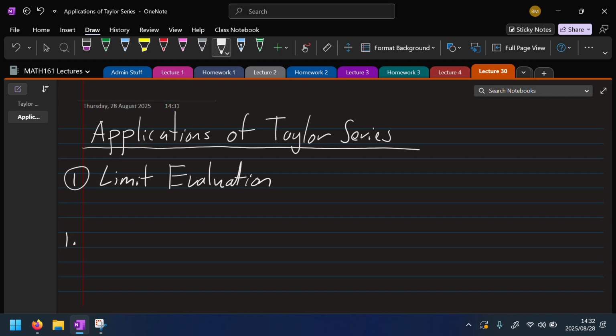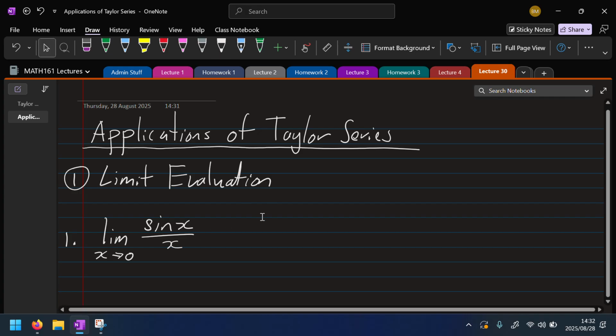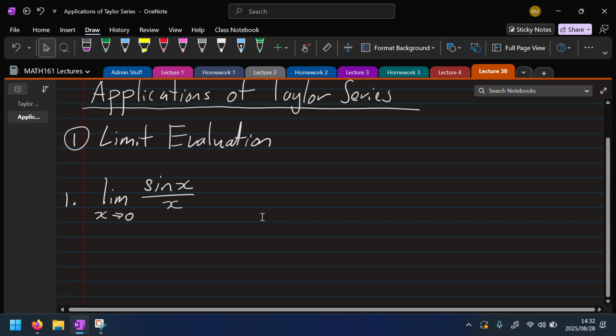So we've seen this limit before. We've done the proof for it. Now we're going to do it using Taylor series, and we'll see it's going to be much easier to do. So we're going to have the limit as x goes to 0 of sine x over x. Yeah, so we all know what this limit is. What is it? 1. Good. So let's show it using Taylor series instead of that proof we looked at last year.